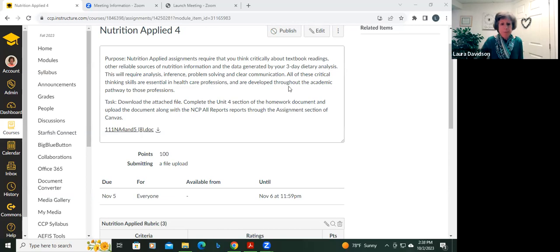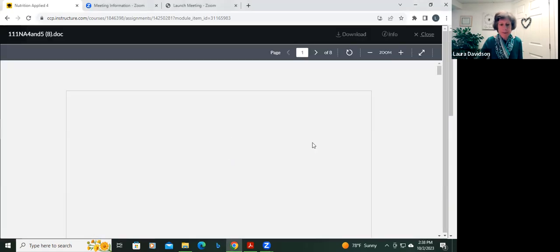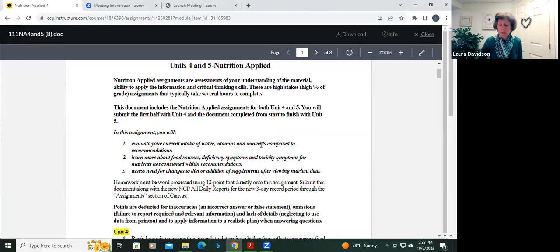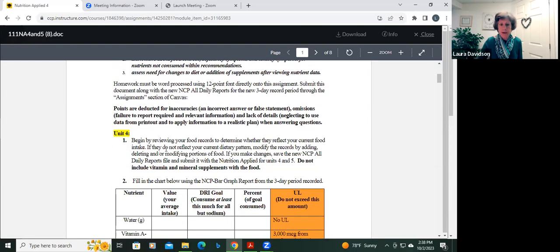this. So you understand what's happening here. Okay, so here we are. We're at water, vitamins, and minerals. You will see the objectives of the assignment here, but let's start with the directions.